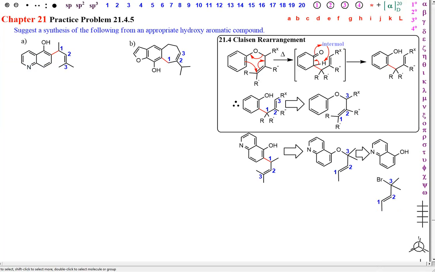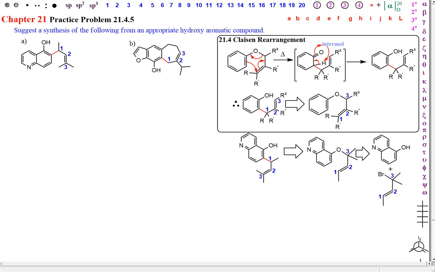So there we go. We got a nucleophile and an electrophile. Those two together. Where's my plus sign? Right up here. Would react to make the aryl ether we need, which will undergo a Claisen rearrangement. We'll show the forward synthesis eventually.